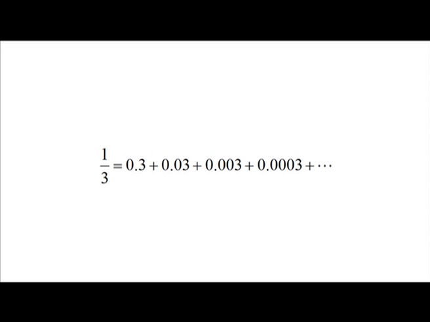With our definition of convergence of series, let us reconsider the expression 1 upon 3 equal to 0.3 plus 0.03 plus 0.003 plus 0.0003 plus etc. And we are going to show that this equation is true by showing that the series on the right hand side converges to 1 upon 3.